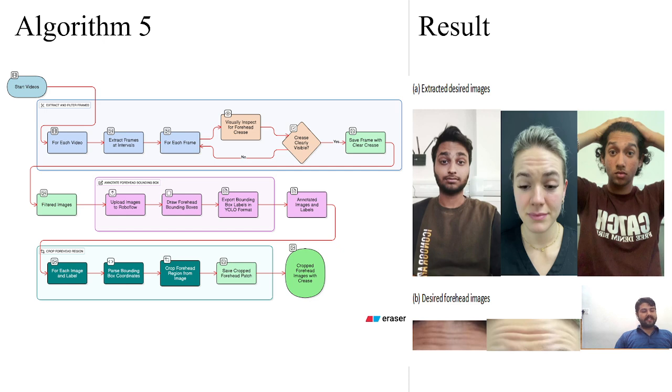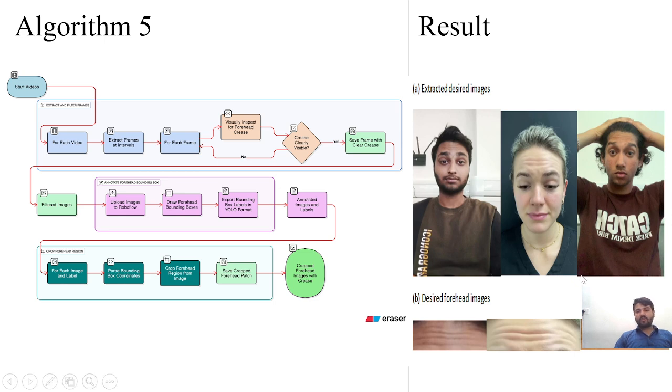Then the filtered images are uploaded to Roboflow. Roboflow is a tool for annotation, or generating annotated data sets in different formats like YOLO format, CSV format, etc. In Roboflow, I draw bounding boxes on the foreheads in the images and export the bounding box labels in YOLO format. Then, using the annotated images and labels, I take the bounding box coordinates, crop the forehead region from the images, and save the cropped forehead image.